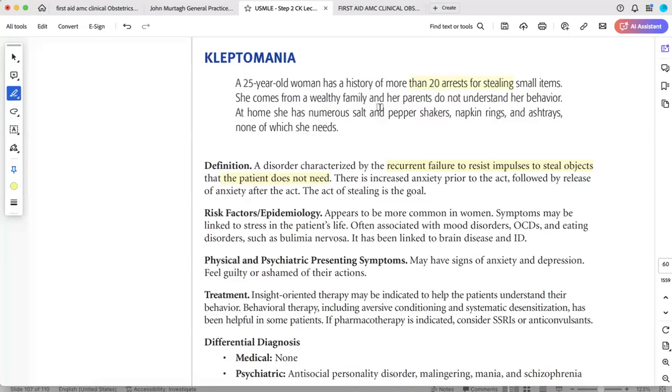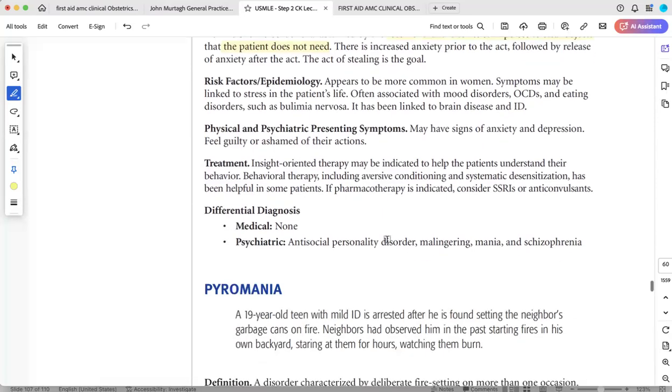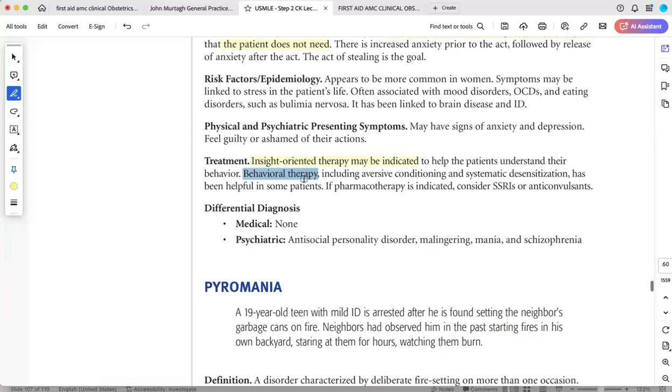She comes from a wealthy family. Her parents do not understand her behavior. At home, she has numerous salt and pepper shakers, napkin rings, and ashtrays, none of which she needs. So that's kleptomania. For kleptomania, you can send them to a psychologist for insight-oriented therapy or behavioral therapy.